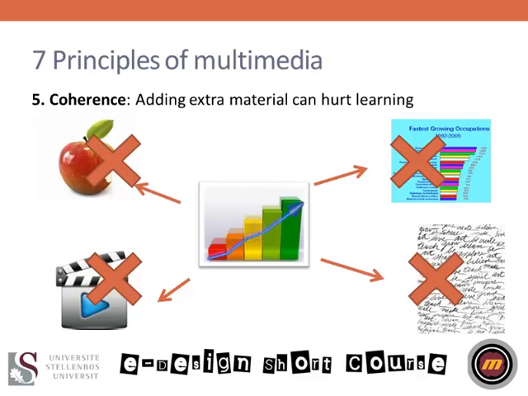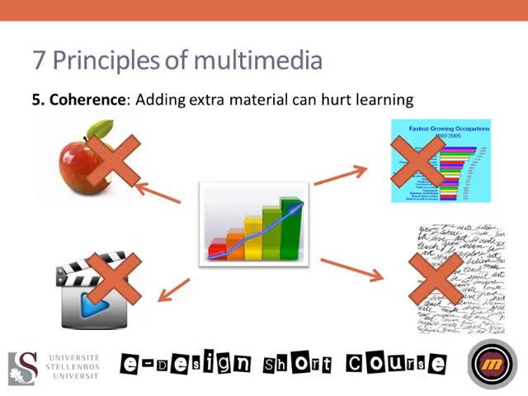Fifth one is coherence. Adding extra material can hurt learning. This is quite an important one, and one I think that one is in danger of doing. This basically says keep to the core stuff. If you want to prove that your thing is good, you don't necessarily have to add a lot of extra things. And the examples I give here are, let's say the core is around this image in the middle, around this graph, around this specific research or whatever.